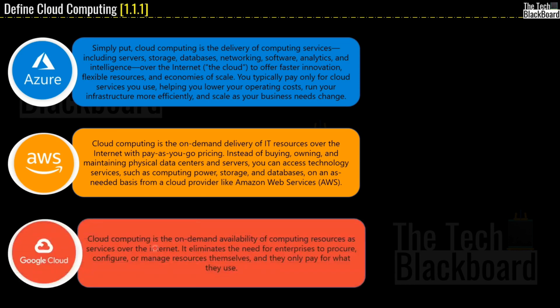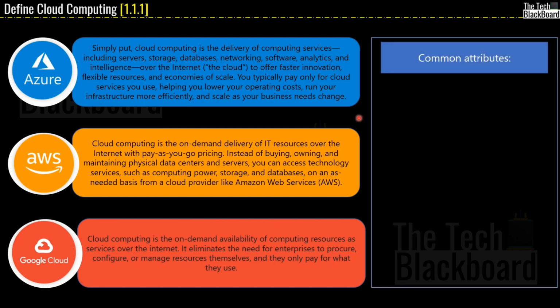And then we have Google GCP. Google GCP says that cloud computing is the on-demand availability of computing resources such as services over the internet. It eliminates the need of enterprises to procure, configure and manage resources themselves, and they only pay for what they use. So what are the key attributes of cloud computing that we can filter out from these 3 definitions?